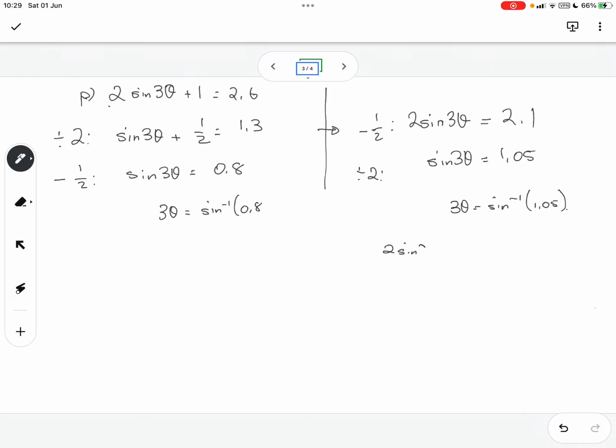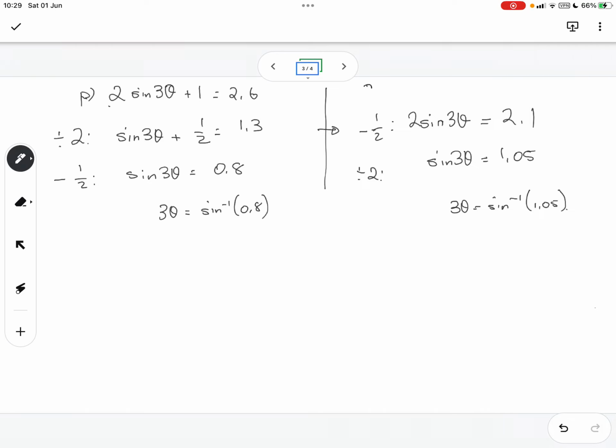So it's 2 sine 3 theta plus 1 equals 2.6. Sine 3 theta plus 1 over 2 equals 1. Oh, okay. I made a mistake. I'll correct it. I just want to finish this part here. And then, yes, 0.8. Yes, so we are indeed supposed to get 0.8. So I made a mistake here and I'm going to correct it.